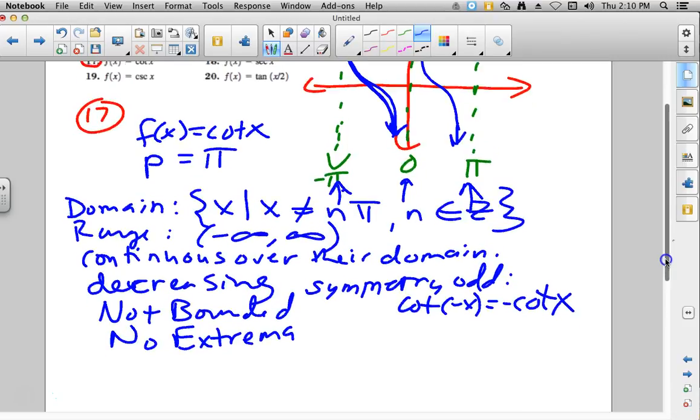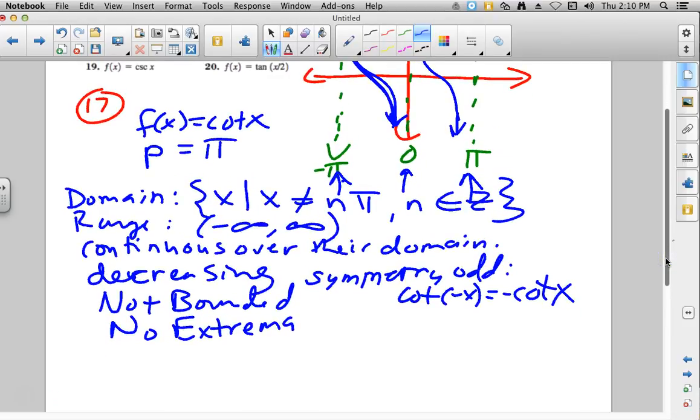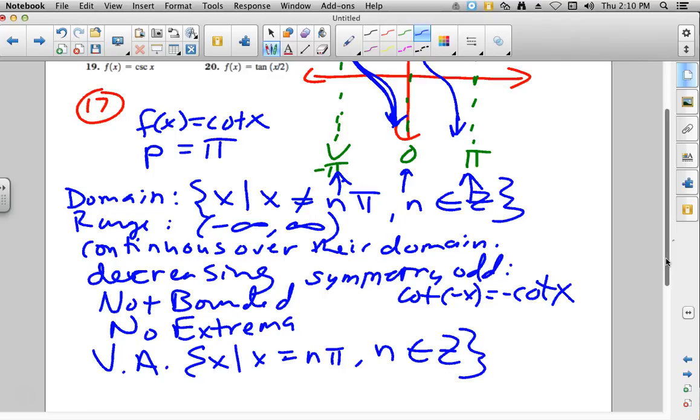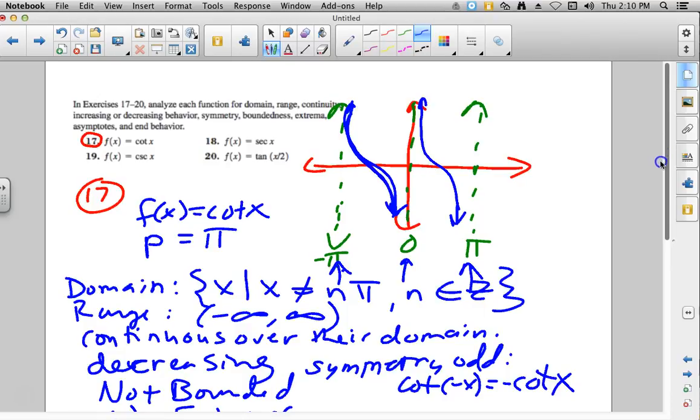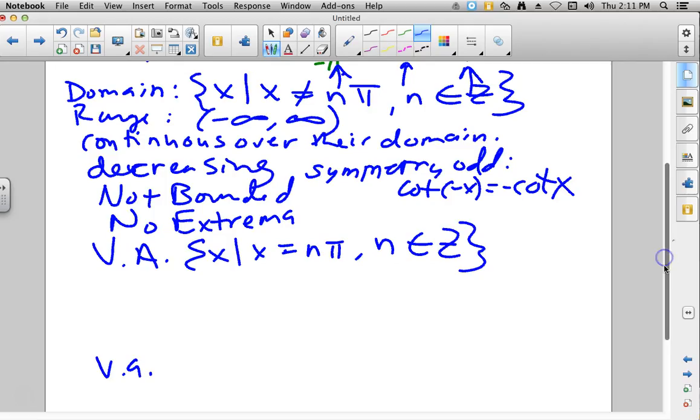Then they want to know about the asymptotes. Well, we really already talked about those when we did domain. It only has vertical asymptotes, and they are described as all of the multiples of pi. So basically we're going back to the domain, and we're going to take off the not equal to for the domain piece there. We don't have to bother with horizontal asymptotes because we don't have any. And then we don't need to bother with end behavior because remember, end behavior does not exist when we're talking about cotangent. So end behavior does not exist.